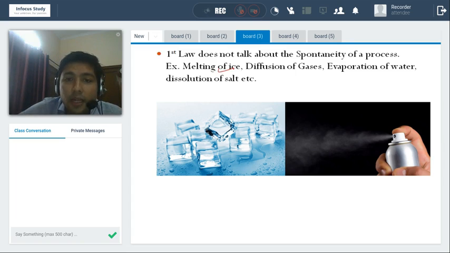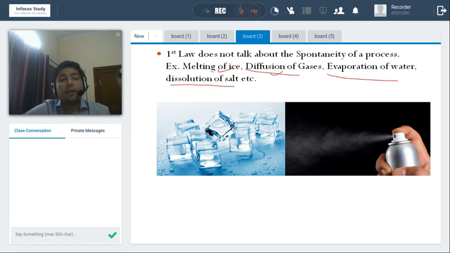What about diffusion of gas? If you spray a perfume in a room, it spreads all over the room, right? Evaporation of water also happens in the same way. Dissolution of salt also happens in the same way. It means that all these processes are happening on their own, hence they are spontaneous. But according to the first law, we cannot predict the spontaneity.